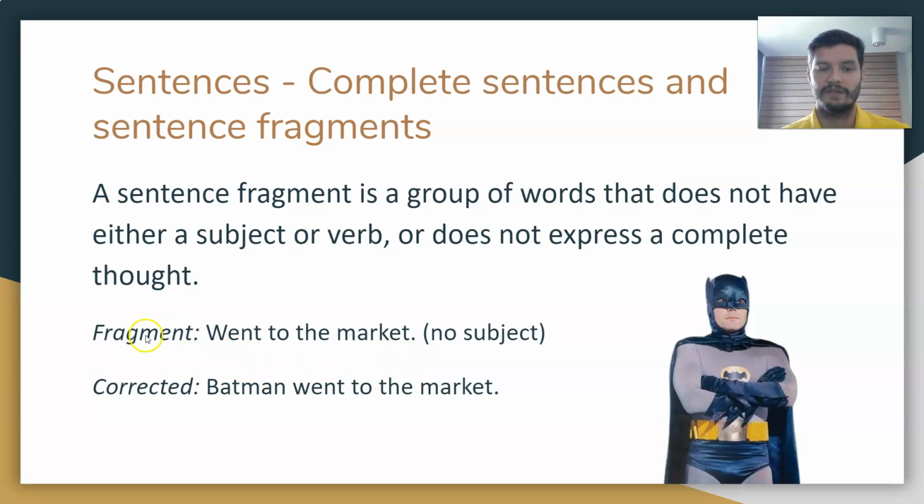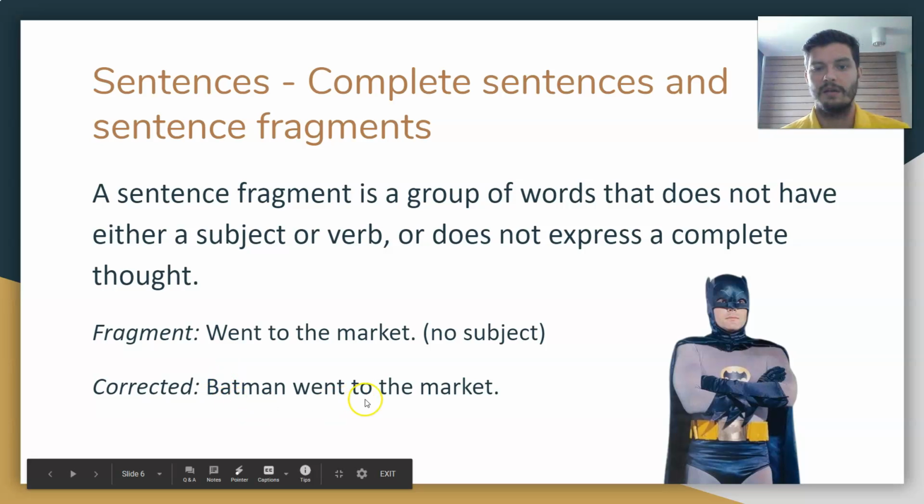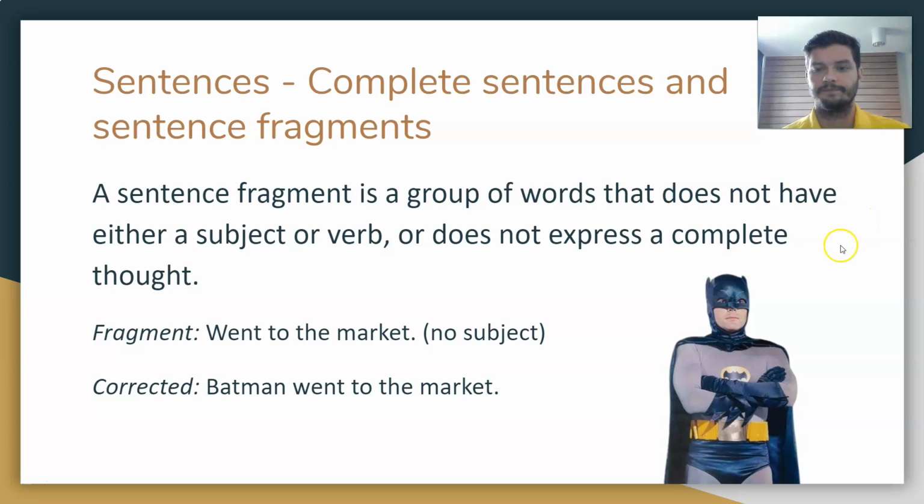So we can correct this sentence by adding a subject. Okay, so down here I've added Batman. Batman is our subject. Batman went to the market. And that is a complete sentence.